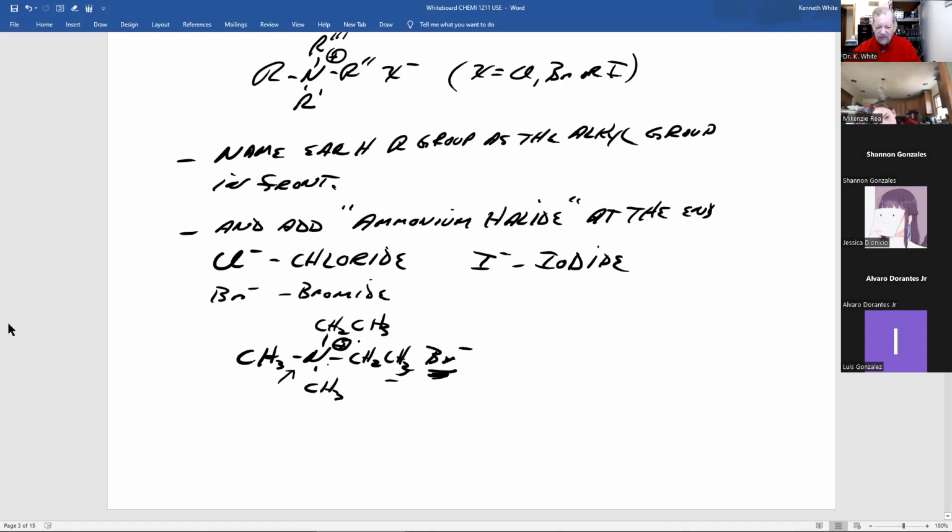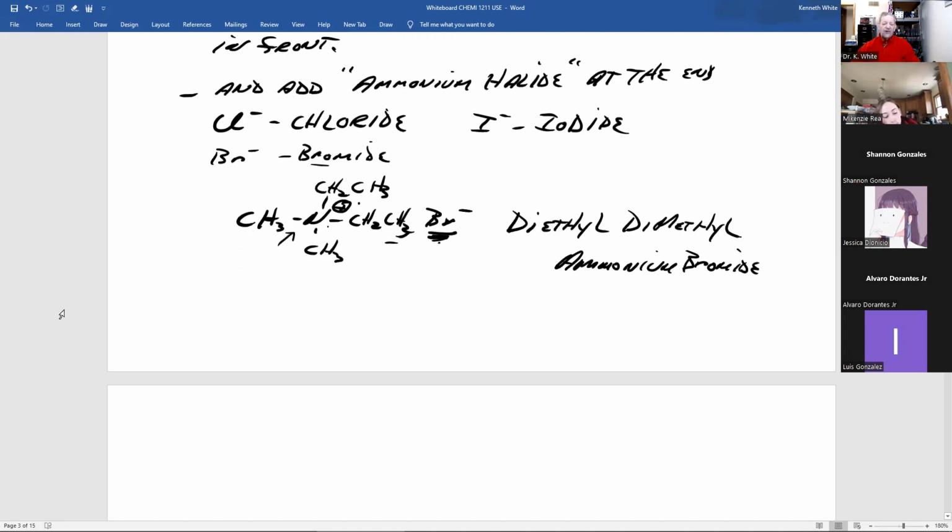But notice I have two methyl groups and two ethyl groups: diethyl, dimethyl, ammonium, and the anion, Br minus, is bromide, so it'd be bromide. And that's how you do it. Now, I could have written this. Notice there are two methyl groups on the nitrogen, two ethyl groups.